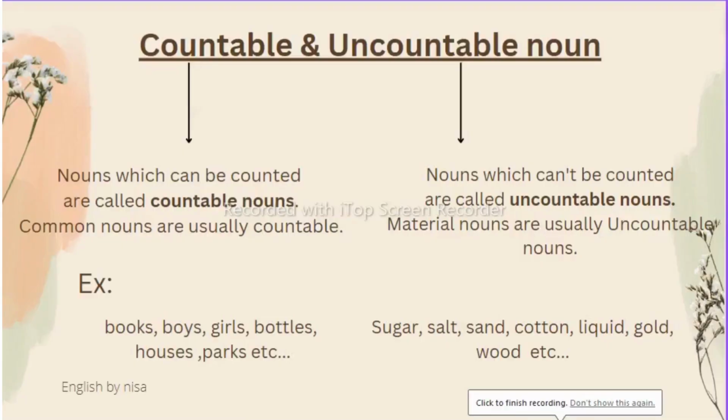Now let us see the last kind of noun, that is countable and uncountable noun. Nouns are also classified into countable and uncountable nouns. So what is a countable noun? Nouns which can be counted are called countable nouns. Generally common nouns are countable, like books, boys, girls, bottles, and houses, etc. And nouns which can't be counted are called uncountable nouns. Material nouns are uncountable nouns, with examples like sugar, salt, sand, cotton, liquid, and gold, etc.